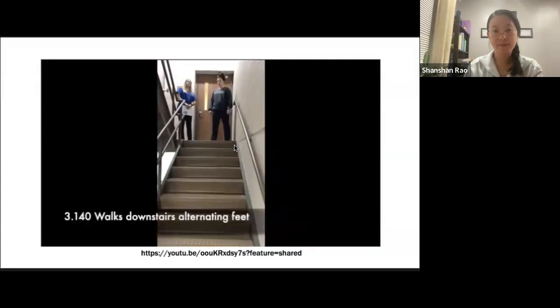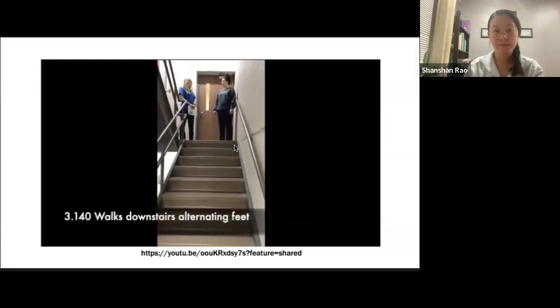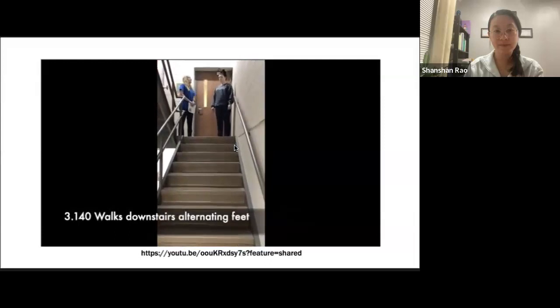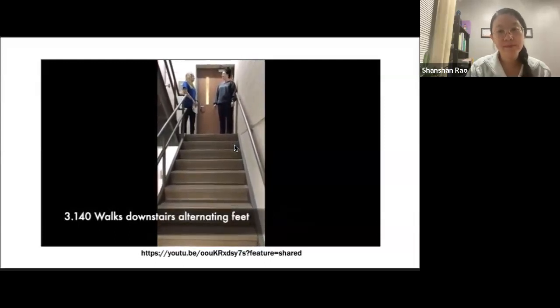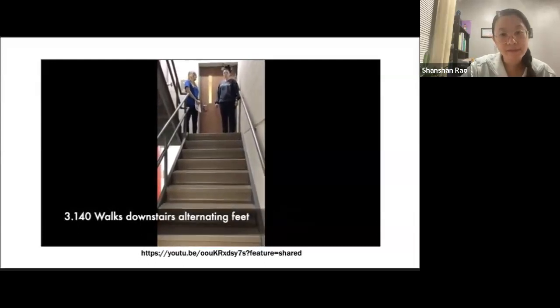Good job. Okay, so what we're gonna do next is you're gonna walk down the stairs and pretend that there's a big bucket of your favorite toys down there. We're gonna just walk down to grab some, okay?